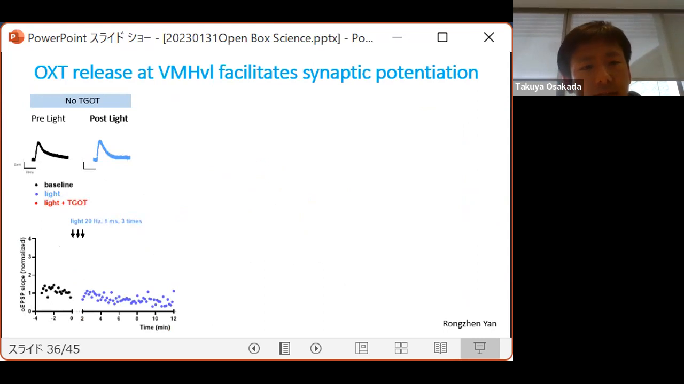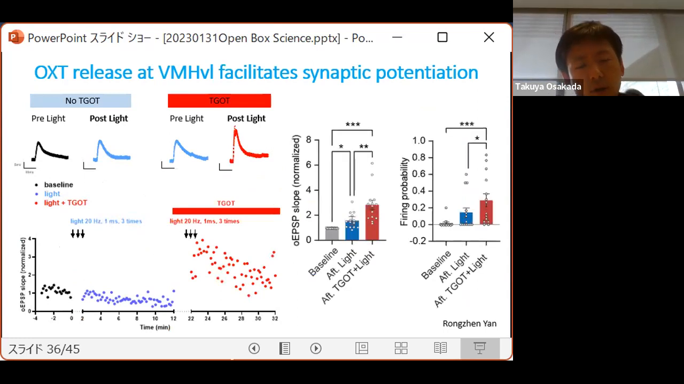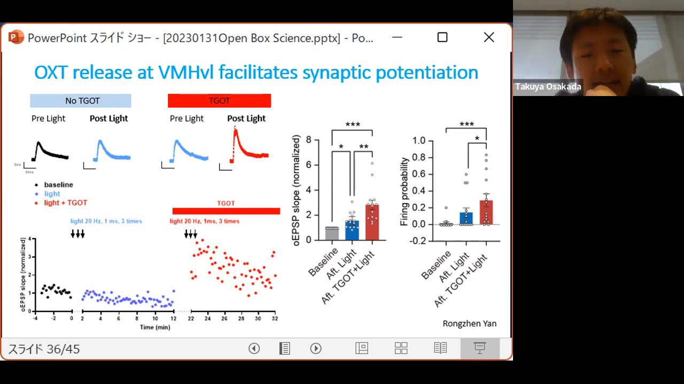So here is the data. Without any oxytocin agonist, there is no change of the EPSP. However, when we apply the TGOT oxytocin agonist, there is a strong, significant increase of the EPSP. Here is the quantification: with application of TGOT, there is an increase of the EPSP with the firing probability, suggesting that oxytocin release around the BMHBL facilitates synaptic potentiation.